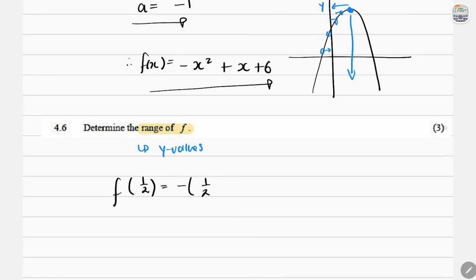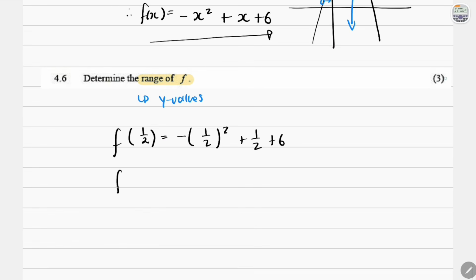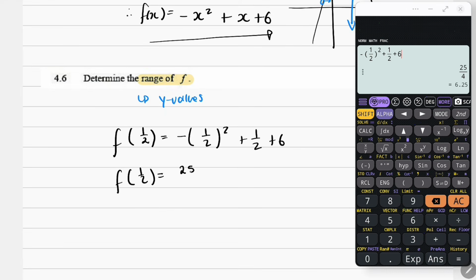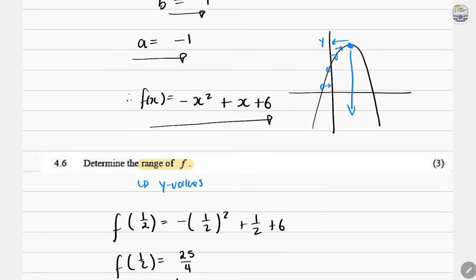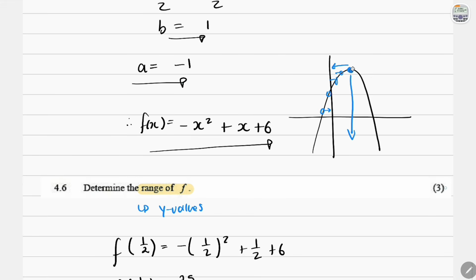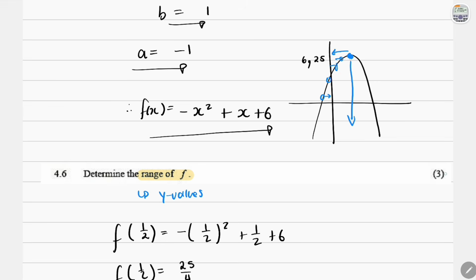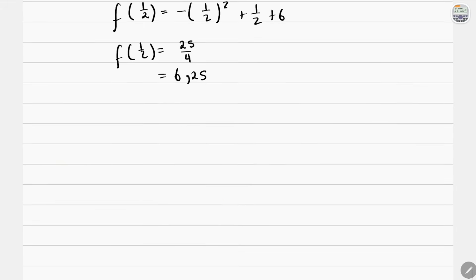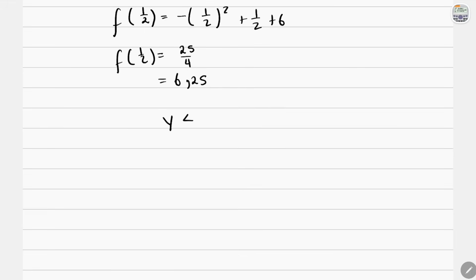So negative and then 1 over 2 all squared plus 1 over 2 plus 6. And so f of 1 over 2 is equal to, and let's get our answer, and that is 25 over 4, or we could say 6.25. Okay, so that means that all the y values that exist here, since we know that the y value of the turning point is 6.25, it will be values less than 6.25 and equal to 6.25 as well, because we have an actual point with a y value of 6.25. So y is less than or equal to 6.25, and that is our answer.